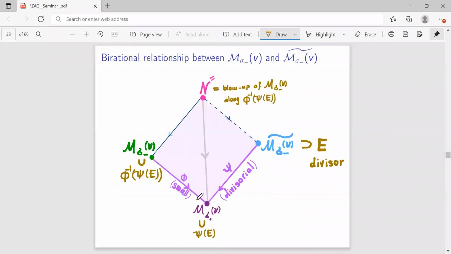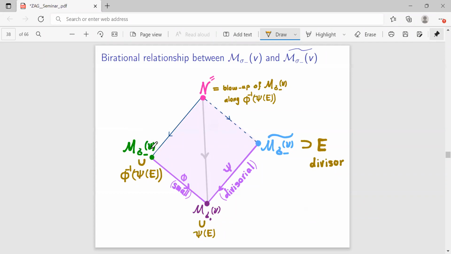We said that this is not a flip. We have a divisorial and a small contraction, but how can you relate these two, maybe via another auxiliary space? First, let's look at this exceptional divisor E in this M sigma minus theta. This is a divisorial contraction, and then take the image under this map of E here. And then look at the pullback of this in M sigma minus of V. This is another locus here.